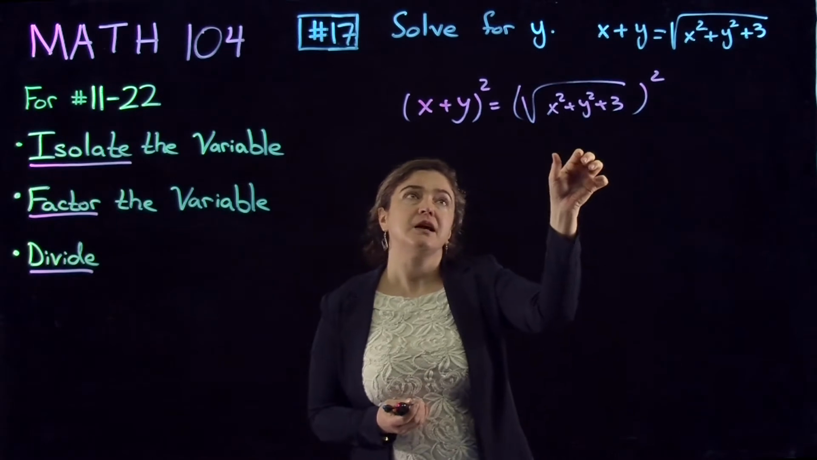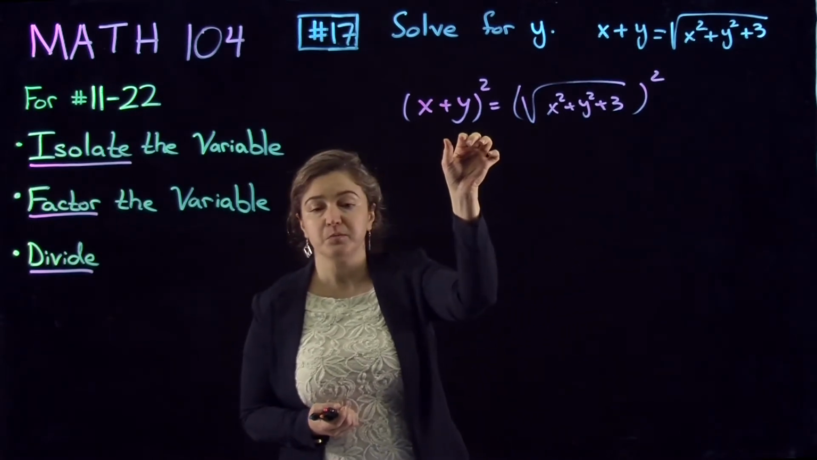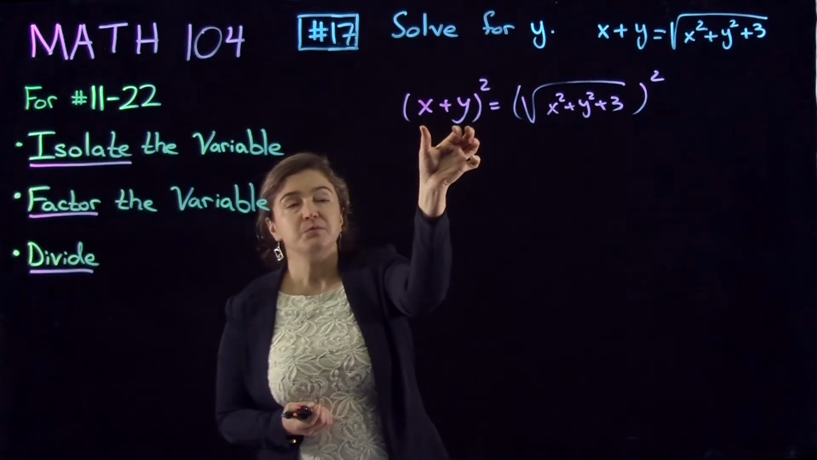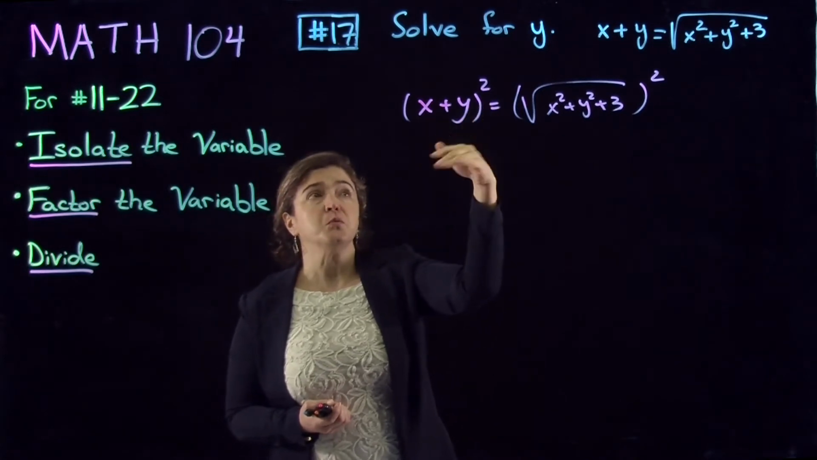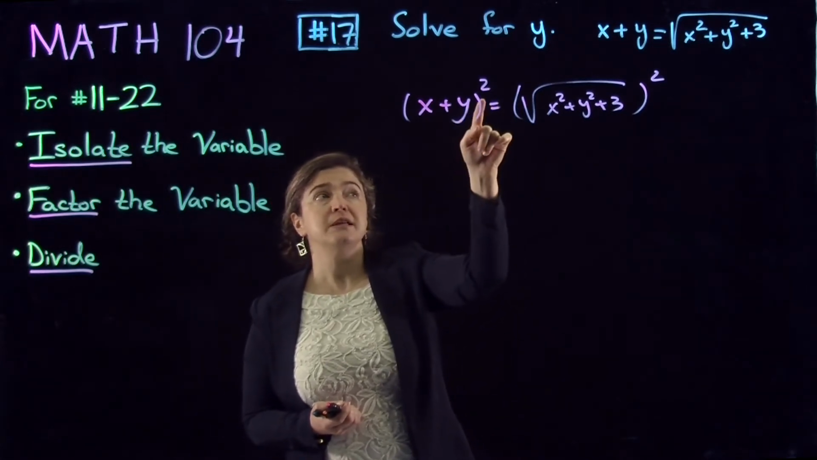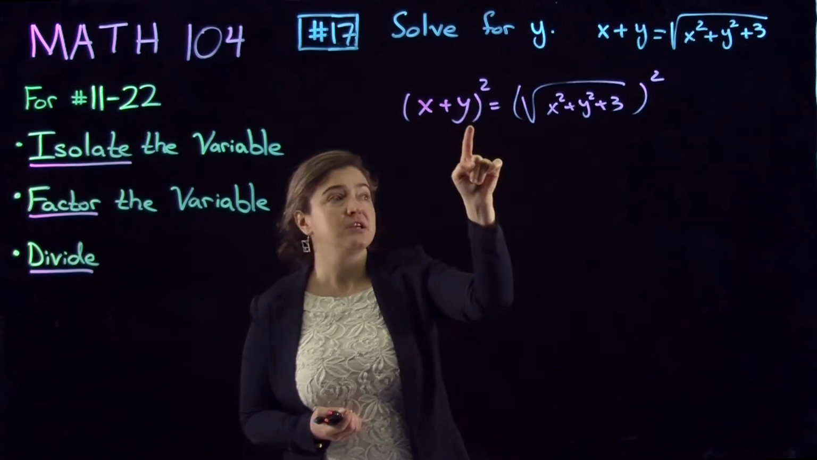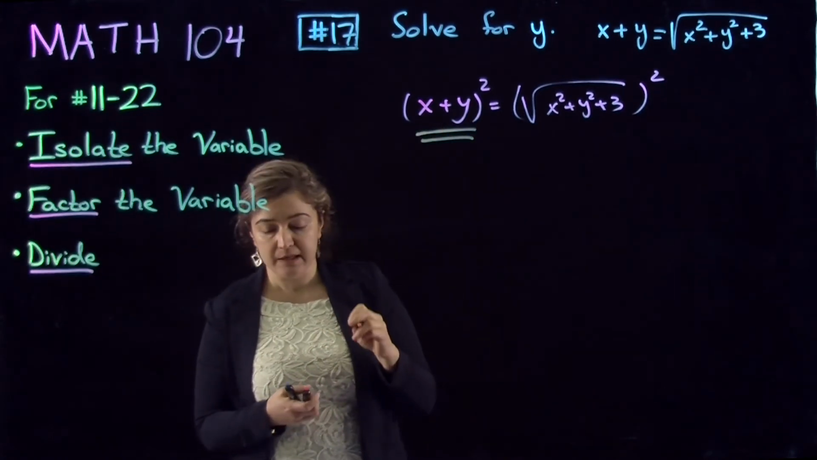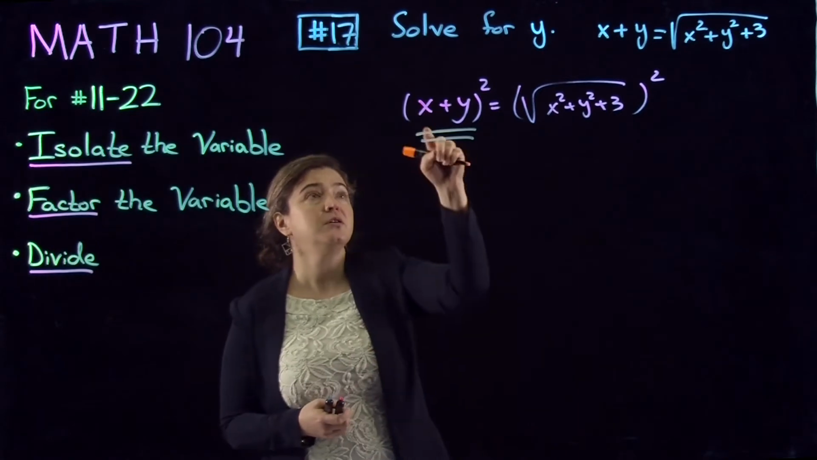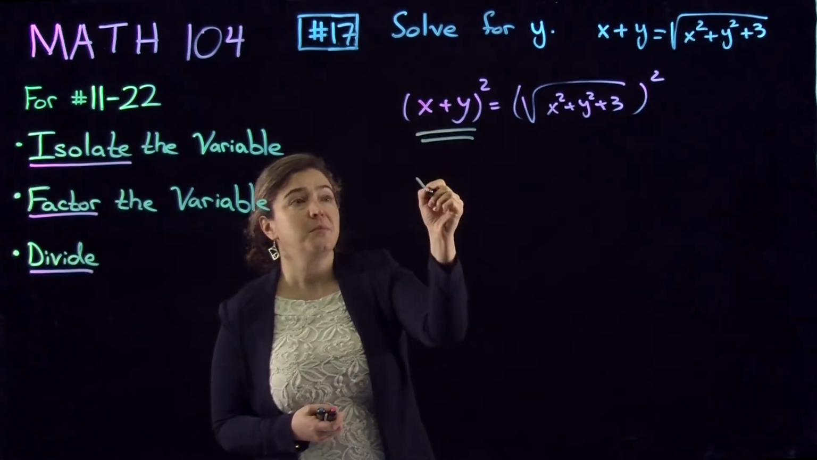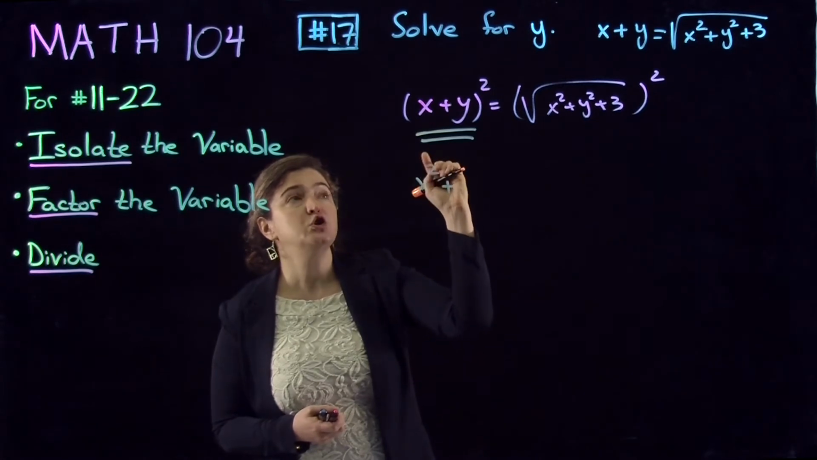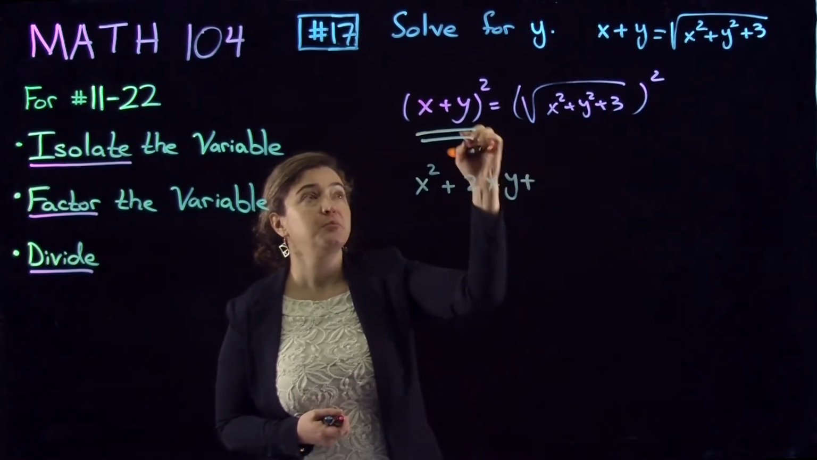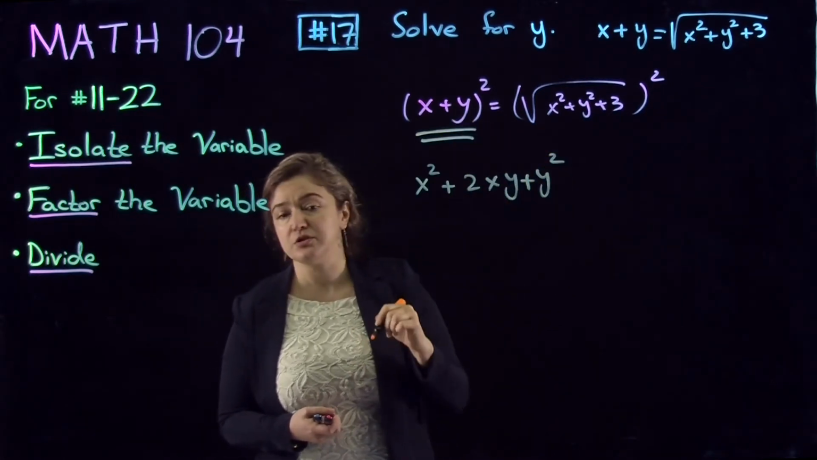The goal is, if I can find terms that include x, I want to find those terms. Right now, this one has x plus y, so what seems to be the right thing to do is the binomial expansion over here. How does the binomial expansion go? This becomes the first term to the power 2, plus 2 times the first times the second, plus the second term to the power 2.